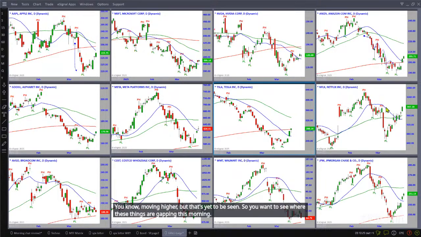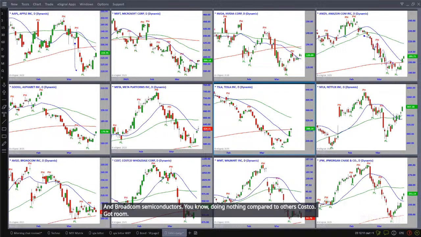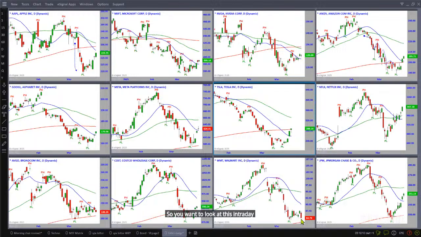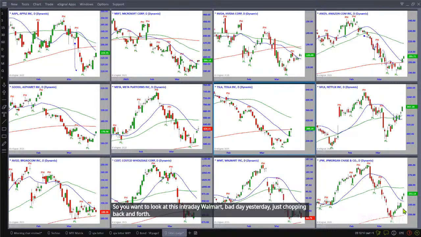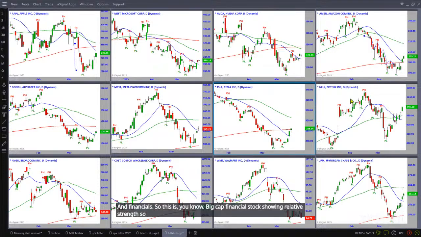Netflix up at the pivot high, so that's likely to stall. And Broadcom, semiconductors, doing nothing compared to the others. Costco got room. So you want to look at this intraday. Walmart, bad day yesterday. They're just chopping back and forth. And financials, right? So this is a big cap financial stock showing relative strength. So financials outperforming the rest.